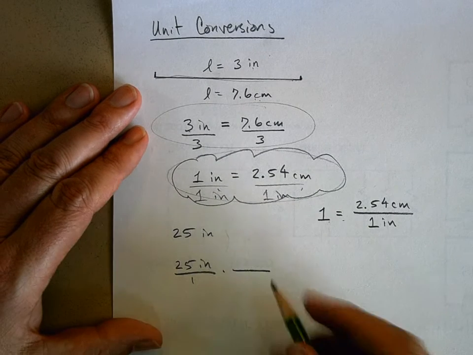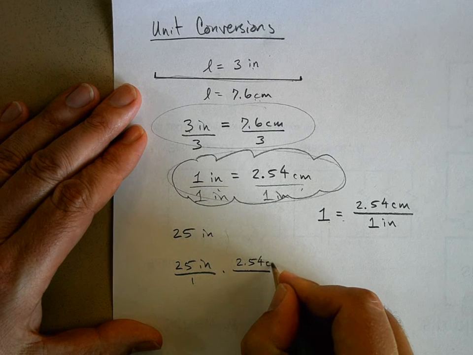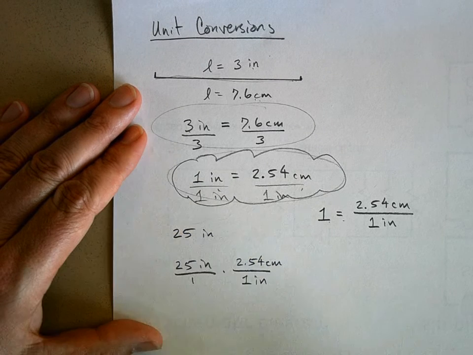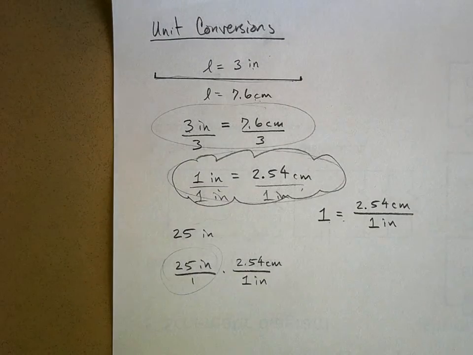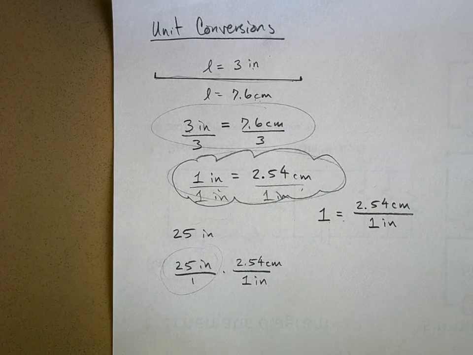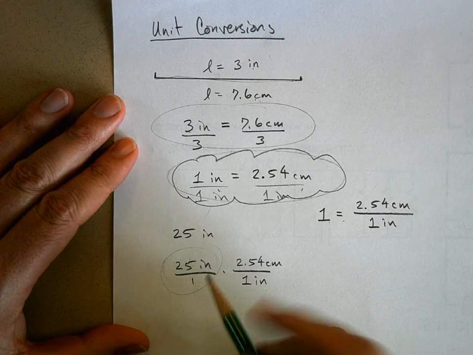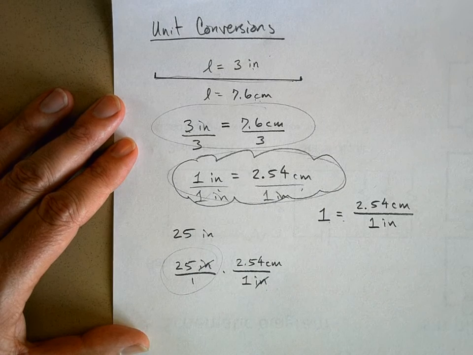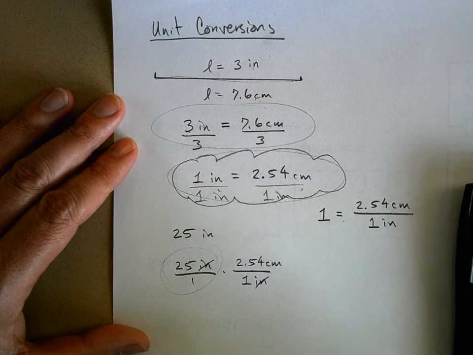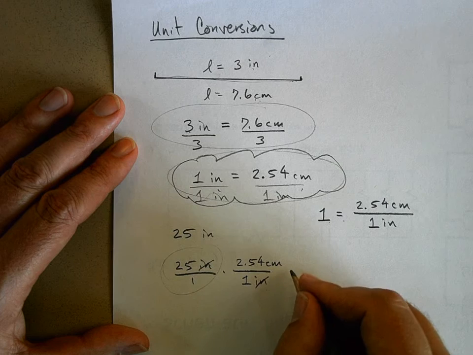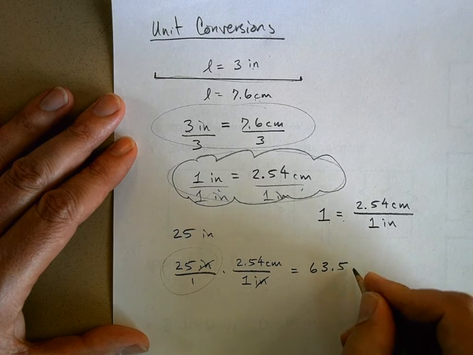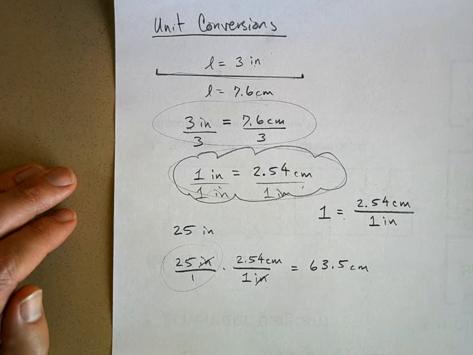But 1 is equal to 2.54 centimeters divided by 1 inch. So I'm not changing the length of the thing, I'm just changing the way I'm measuring the length of the thing. And so an inch divided by an inch is 1, so the inches cancel out. And then you have 25 times 2.54 centimeters, and you get 63.5. Okay, now that's how you do a unit conversion.